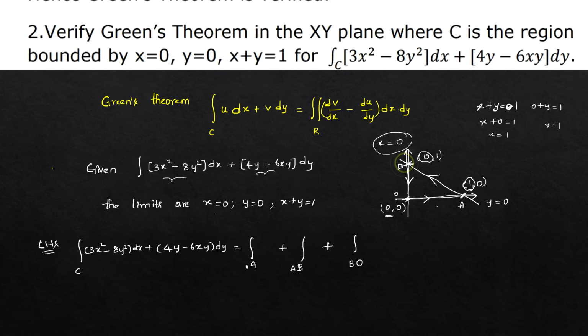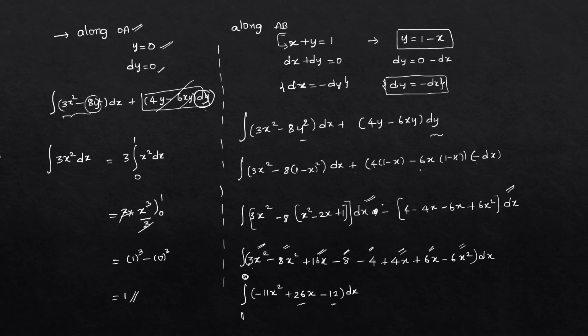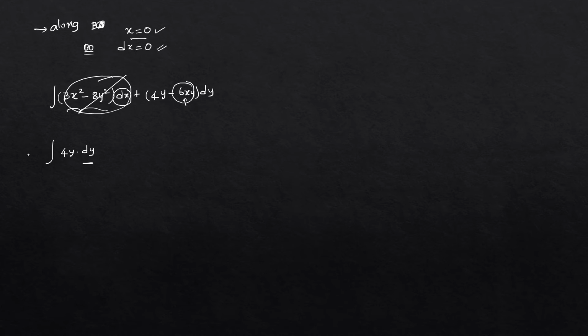From B to O. So this point is 0, 1. So y is varying from 1 to 0. Write carefully, so don't make a mistake again. 1 to 0. We have to write the first limit as the lower limit and the second limit as the upper limit. 1 to 0. Now, since 4 is a constant, we can write it outside, and 4 into integral y dy.